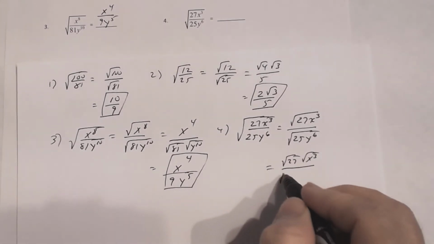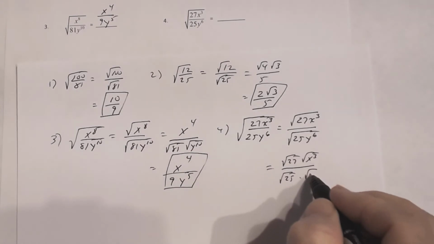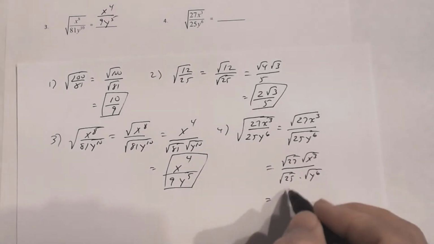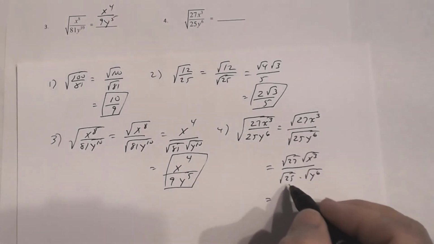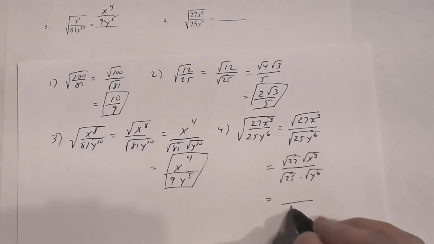And the denominator is going to be the square root of 25 times the square root of y to the 6th. Now what I was saying was that the denominator is easy because the square root of 25 is a perfect square, so that's just 5.